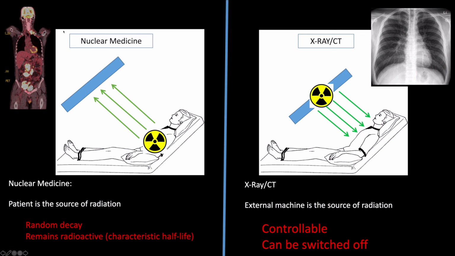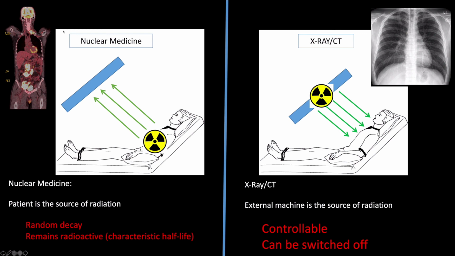So if a patient comes for a CT scan or an X-ray, once they've had the X-ray or the CT, nothing's changed physically to the patient. They're still the same as before they came into the department. Whereas in nuclear medicine, say if a patient has come for a PET scan or a bone scan, we've injected them with a radioactive substance. So now, even after we've acquired our images and are finished, the patient is still radioactive.